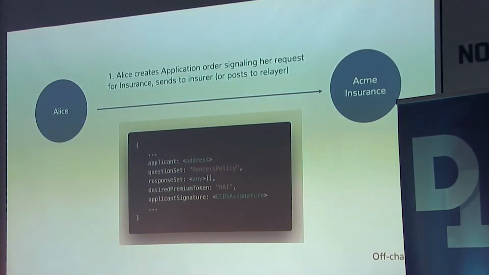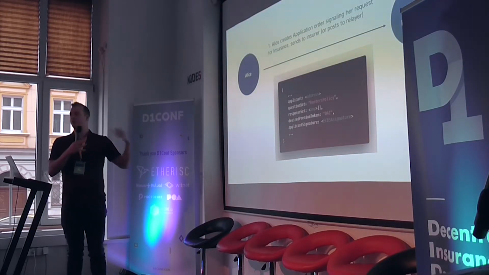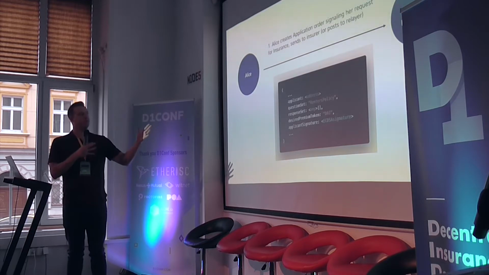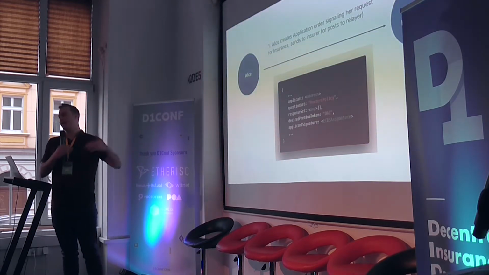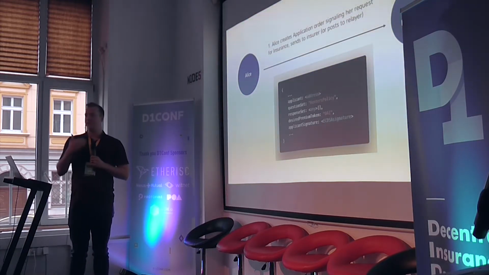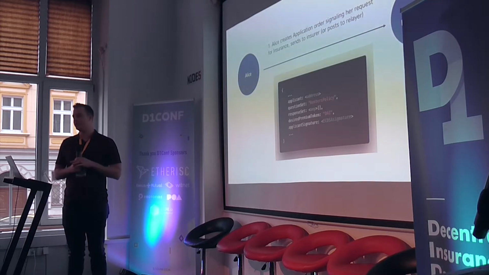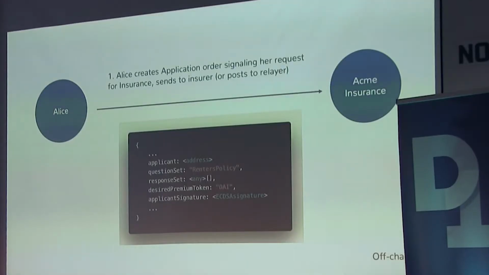So I'll take you through a little example here. In this example, Alice is creating an application order signaling her request for insurance. And she will basically go to a website. The website will create this order for her. It includes her signature and any of the answers to a particular application set of questions. And then she can forward that on to the insurer, or potentially post that to a relayer, which would hold those multiple applications.